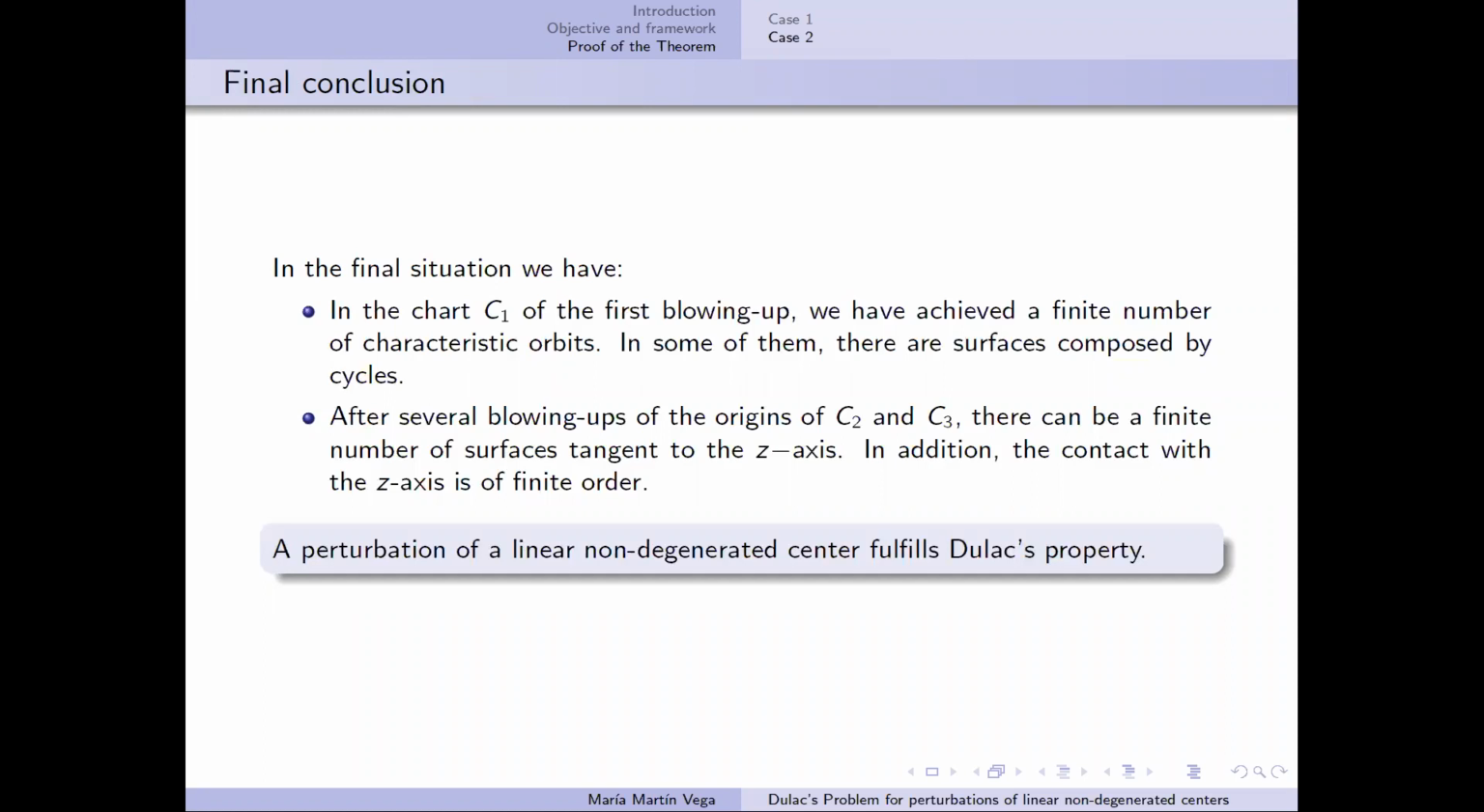After several blowing ups of the origin, C2 and C3, we find that in these intermediate components we also find a finite number of surfaces that are filled with cycles and are tangent to the axis Z, but this contact of tangency is of finite order. And in the end, the conclusion is that perturbations of linear non-degenerate centers fulfill Dulac's property.